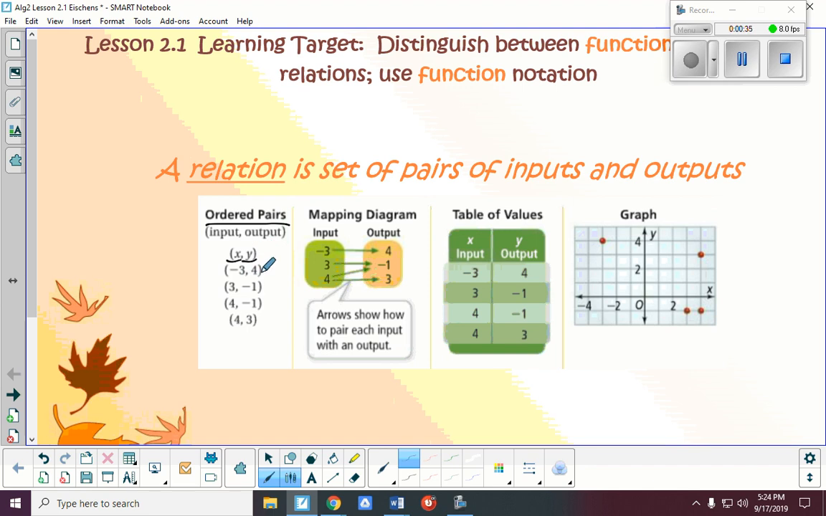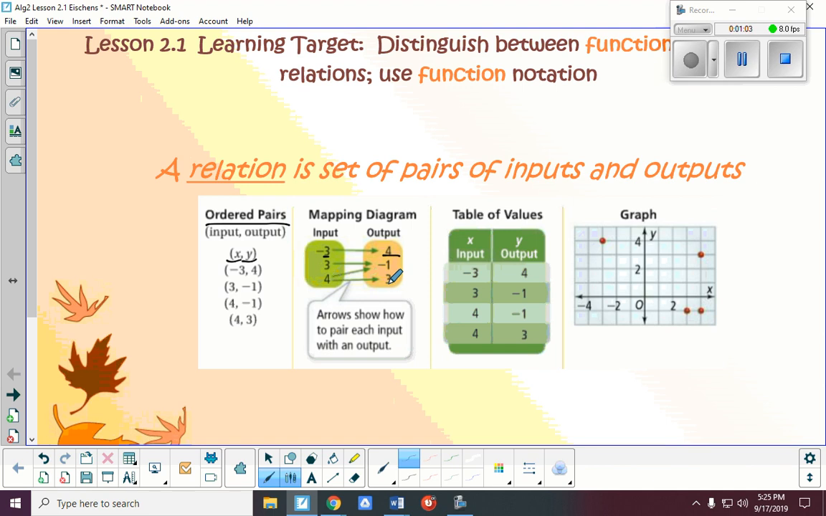We can also do a mapping diagram, and so we have -3 goes to 4 here, the inputs and the outputs. In the ordered pairs, we have 3 goes to -1. So then in the mapping, we just have 3 and an arrow to -1. With the ordered pair, we have 4 goes to -1 and 4 goes to 3. So then we just list the 4 one time, and we would draw an arrow to -1 and to 3.